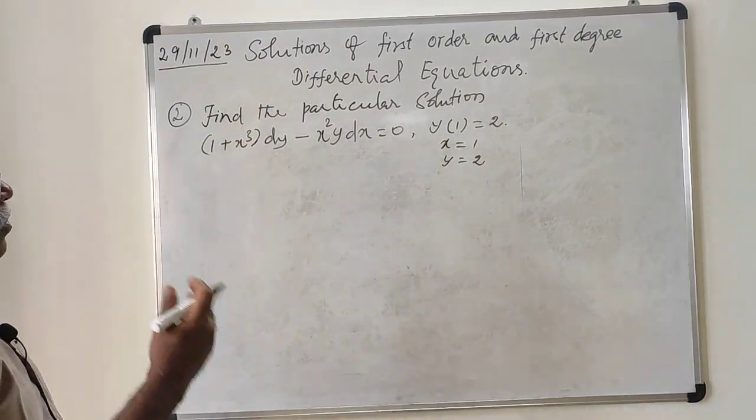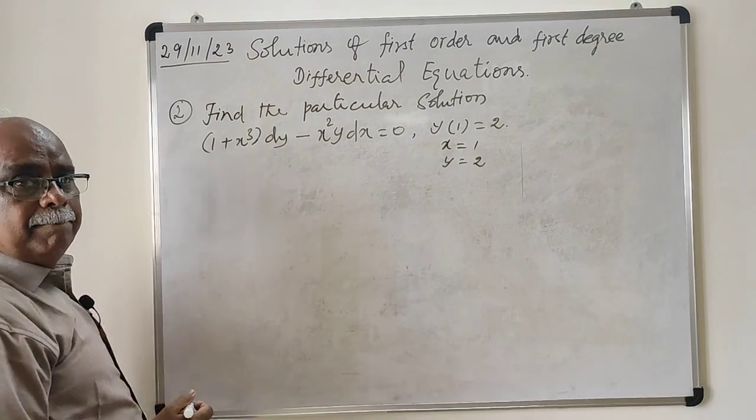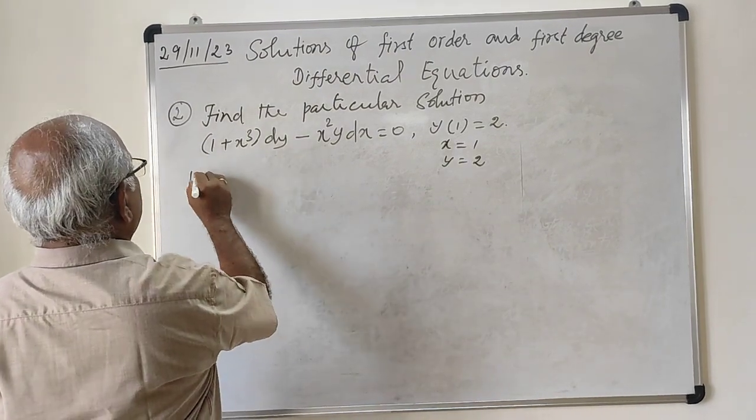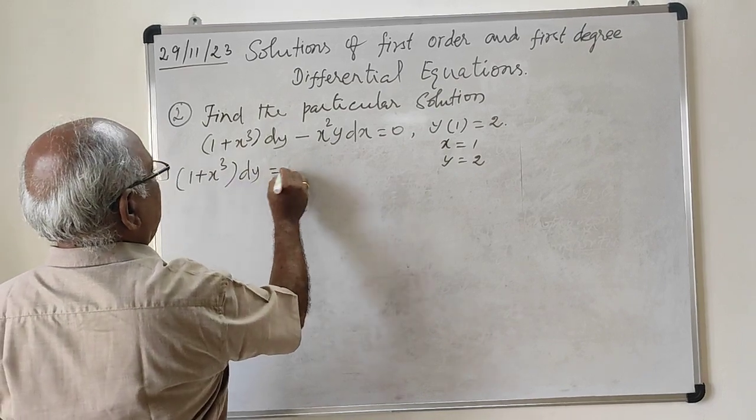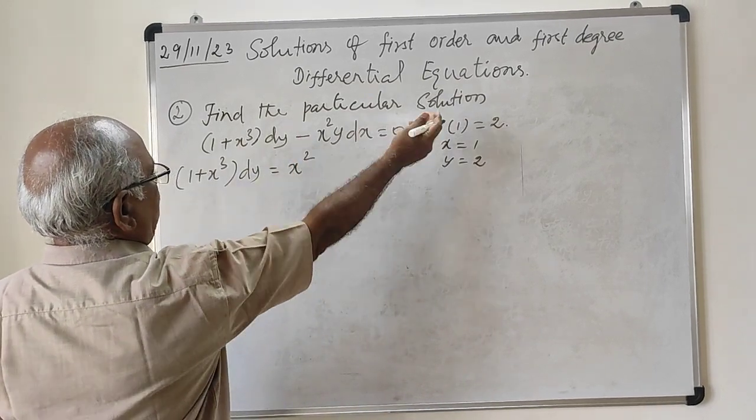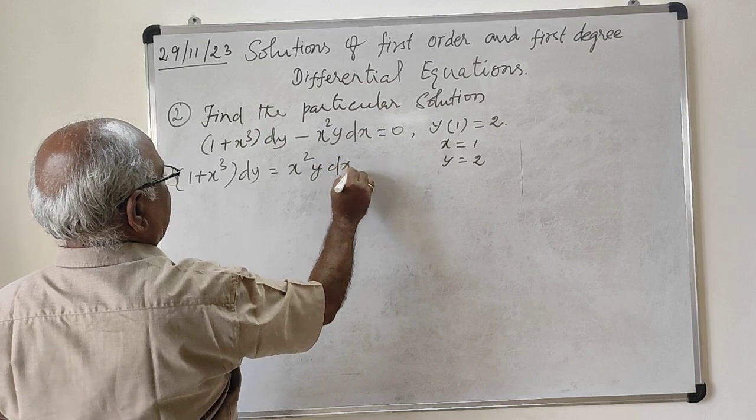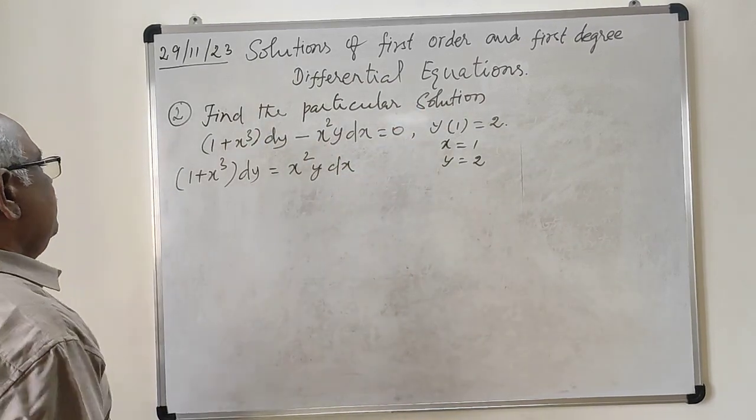First we have to find the general solution by the variable separable method. This is (1 plus x cube) dy equal to, the minus x square term becomes plus x square y dx if you bring it to the right hand side.